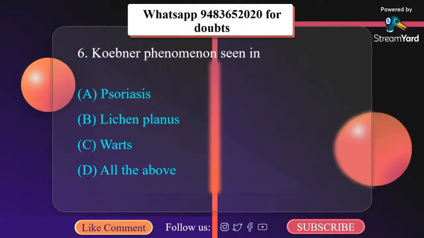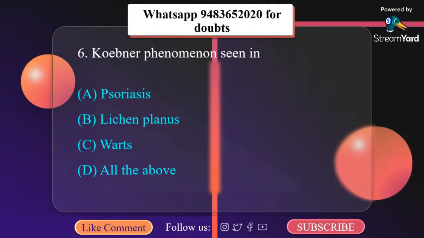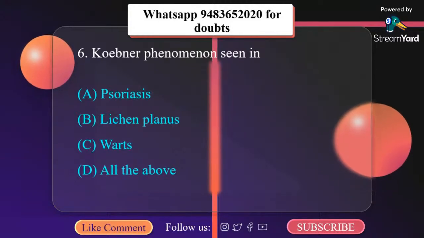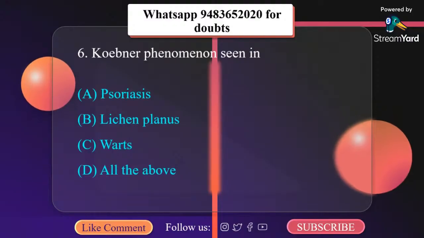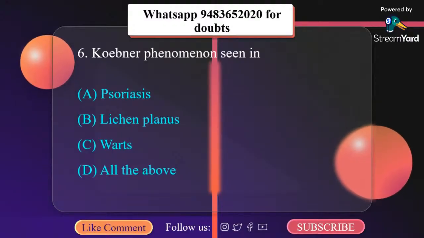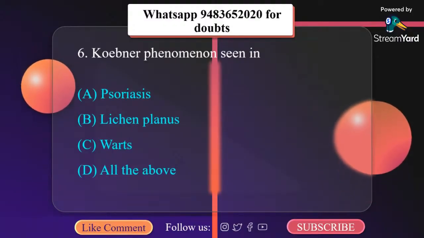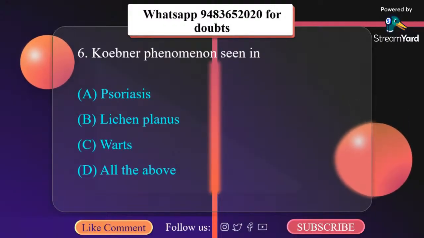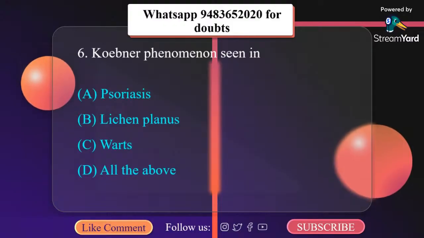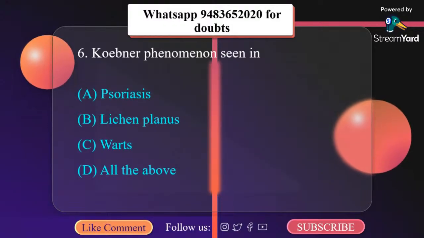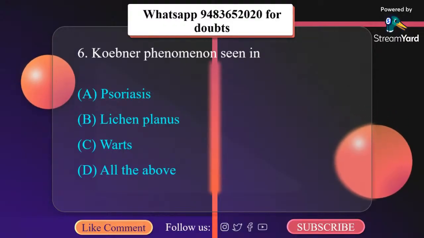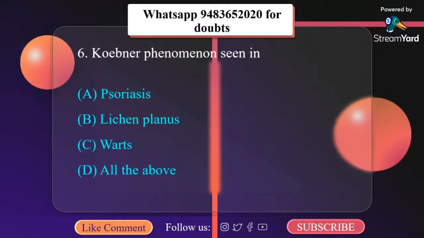Koebner phenomenon is seen in: A. Psoriasis. B. Lichen planus. C. Wart. D. All of the above. It is all of the above. Koebner phenomenon, also called Koebner response or isomorphic response, attributed to Heinrich Koebner, is the appearance of skin lesions on the lines of trauma. It may result from either a linear exposure or irritation. Conditions demonstrating linear lesions after a linear exposure to a causative agent include molluscum contagiosum, warts, and toxicodendron dermatitis. So the correct answer here is D, all of the above.